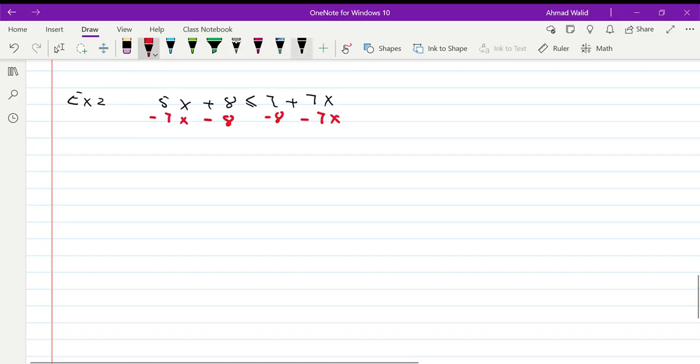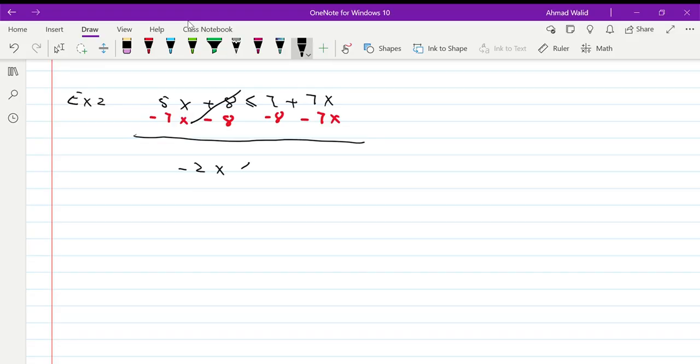It doesn't matter. In school, I know they explain, oh, move the 5x to the other side, it's much easier. It doesn't matter which side you move it. Just focus on the signs and you will end up with the same answer, correct? I did two steps together. 8 cancels out. 5x minus 7x gives you negative 2x, less than or equal. These two cancel out. 7 minus 8 gives you negative 1. Be careful with the sign.